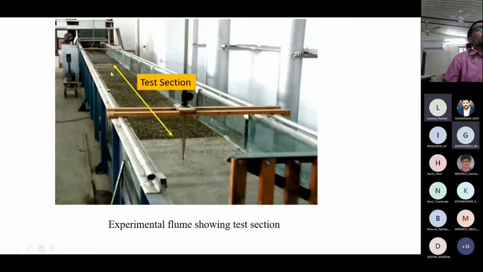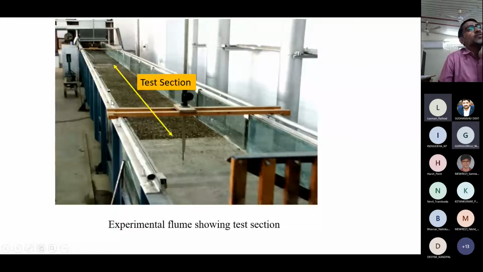Right? So you can see this yellow line which is depicting the test section. When I say the test section, that means our sediment, which I have been talking about, sand and gravel. The sand and gravel were placed in this test section. This test section was around 6 meters long, and I think 0.15 meter deep, around 15 centimeters deep, and the width of the channel was 0.75 meter, that is 75 centimeters.